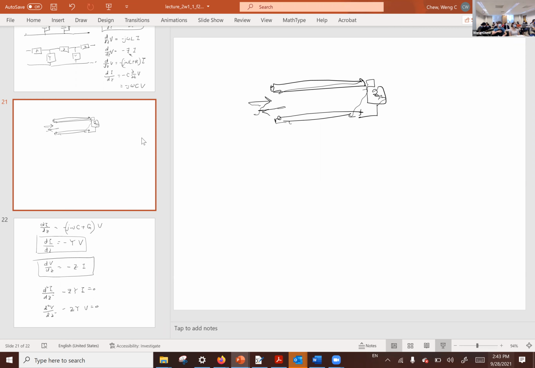Okay, we'll talk about that next time. So for reflection from this transmission line, when you have a load, what happens when the power line brings the power to your home? You have a refrigerator, you have the washing machine, you have all kinds of machines at home.